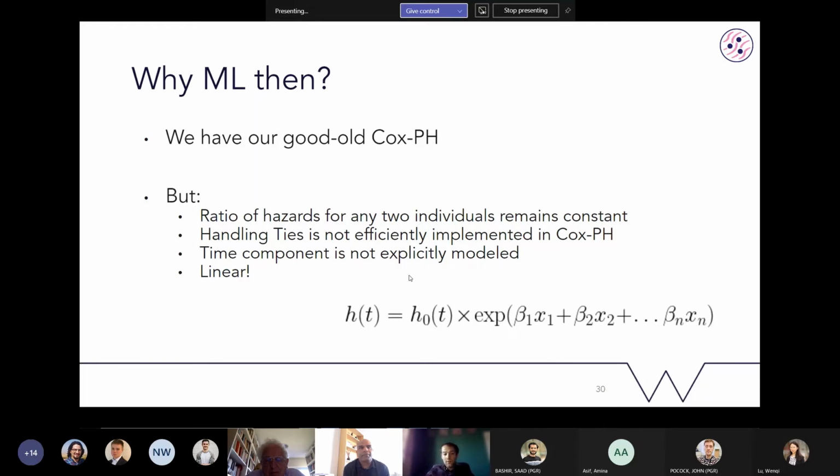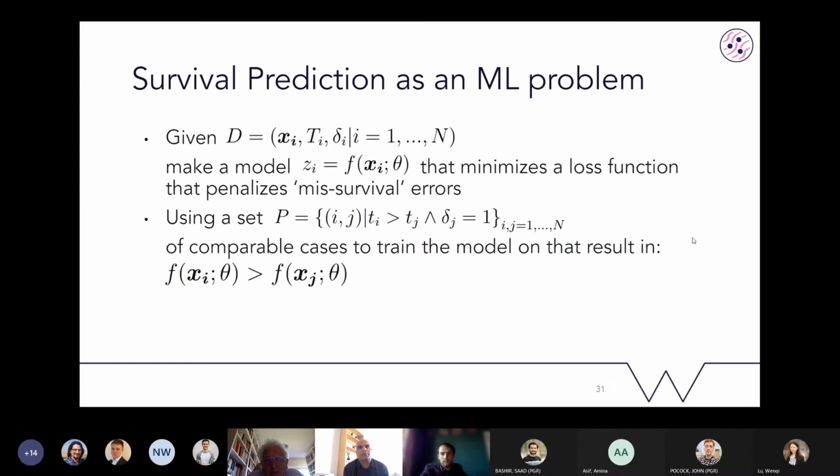And finally, we always do it in terms of a linear model, and that's not always good. It's a big assumption to assume that our models will always be linear, and maybe we should use nonlinear models instead. So I'm just going to quickly present survival prediction as a machine learning problem before we go on to discuss different survival models, such as support vector machines, random forests, and a few other different models as well.